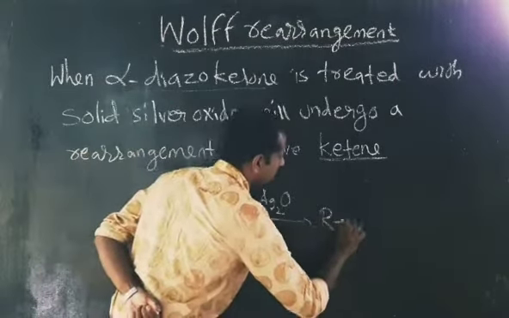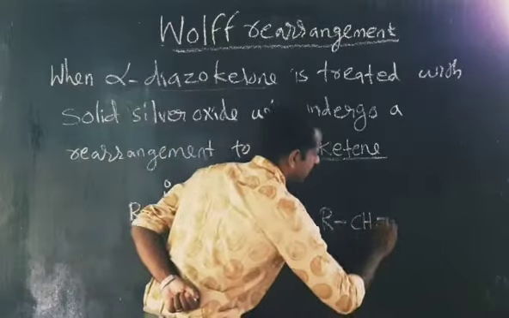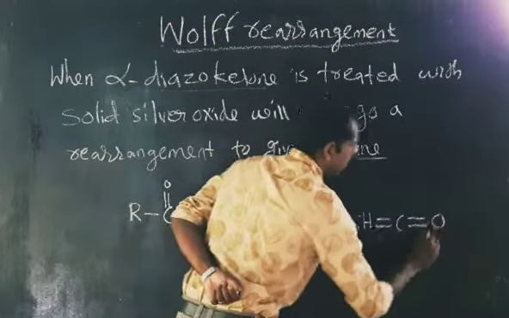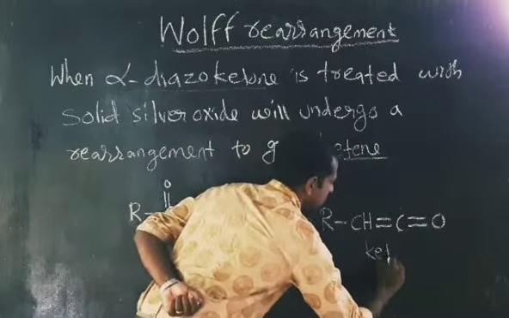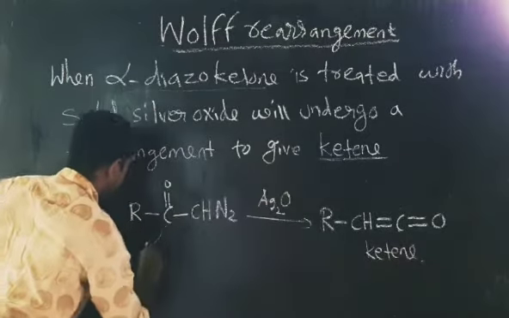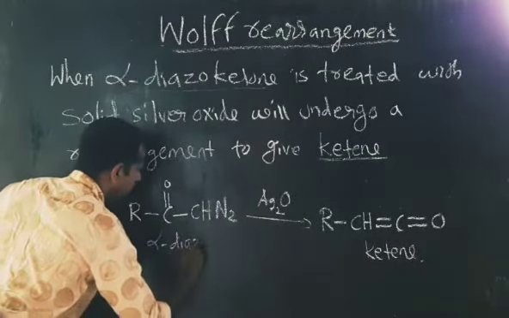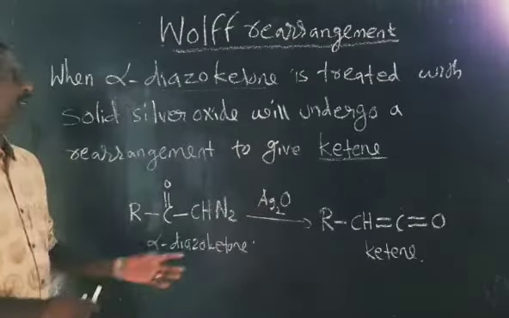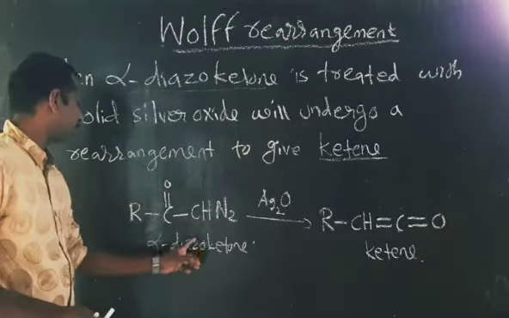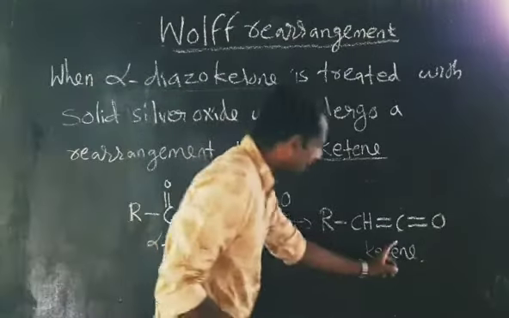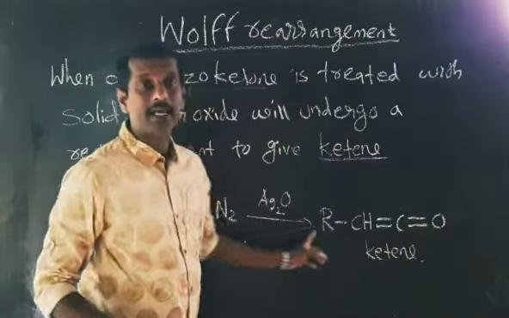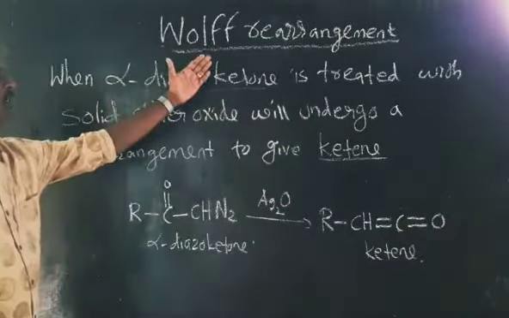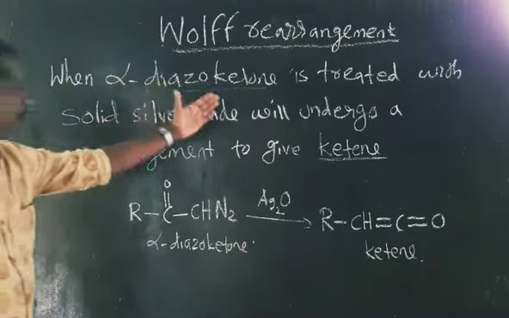Look at here, how will you write ketene? R CH double bond C double bond O. This is known as ketene, and this is alpha diazoketone. This rearrangement, that means conversion of alpha diazoketone into highly reactive ketene, is known as Wolff rearrangement, and we are using silver oxide.